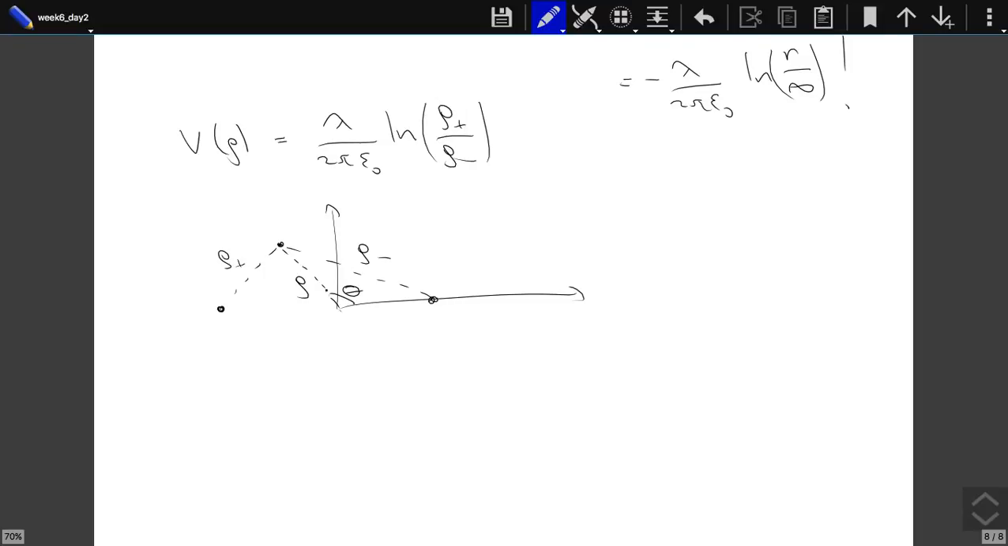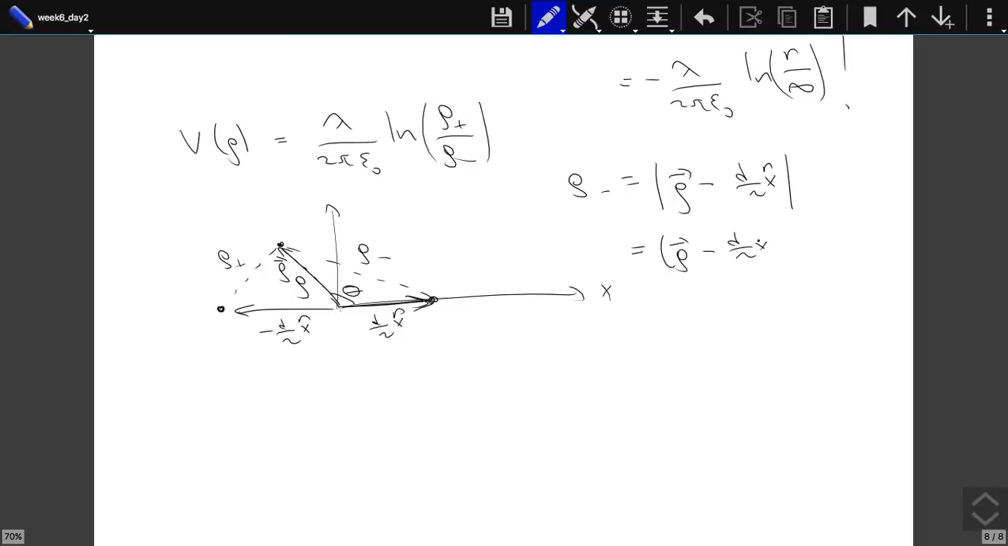So the easiest way, let me define this vector as my rho vector. Let's say this is the x-axis, this is d over 2 in the x hat direction, and this is minus d over 2 in the x hat direction. So rho minus is nothing but the magnitude of, let's say, the opposite of this vector. The opposite of this vector is this vector. If I add the rho vector to it, I get this vector from here to that point. So this is the rho vector minus d over 2 x hat. This is rho minus, which is equal to the magnitude of rho vector minus d over 2 x hat, to the power 1/2.